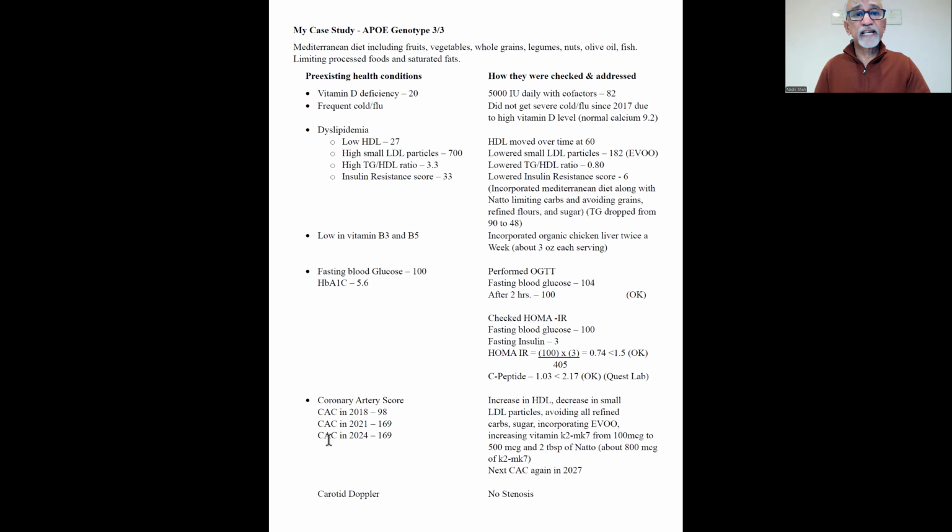So I ran another CAC score in 2024 with increased vitamin K2, and I was very happy to see that my score didn't go up, so it stopped. I'm planning another CAC score in 2027 to see where I'm standing, and I'll keep you posted. Then, since I had a CAC score, I wanted to see how my carotid arteries are. Is there any stenosis? Is there any blockage? They ran the carotid Doppler, and they didn't find any stenosis whatsoever. So it's clean, and I was very happy.